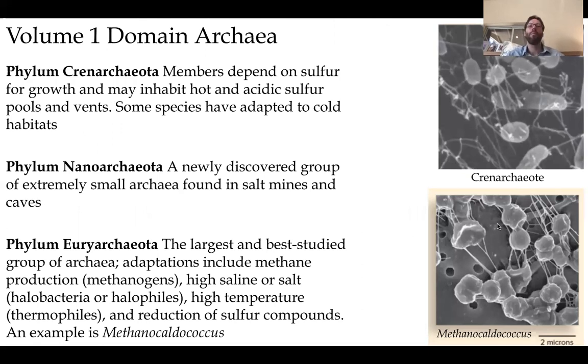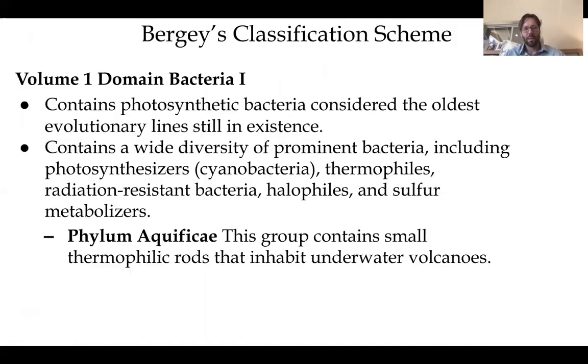Then the other aspect is looking at the phylum. And again, you don't really need to know these particular phyla, but it does have some information in here. Like, for instance, methanogen. What is a methanogen? It is an organism that produces methane. What is a halophile? That's an organism that can tolerate high salt. Thermophile, high temperature, that kind of thing.